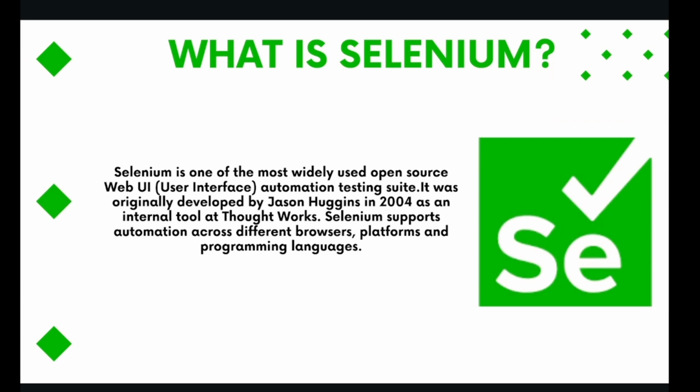Selenium is an open source web UI automation testing tool. It was developed by Jason Huggins in 2004. It is an inbuilt tool. Selenium supports automation across different browsers, platforms, and programming languages.